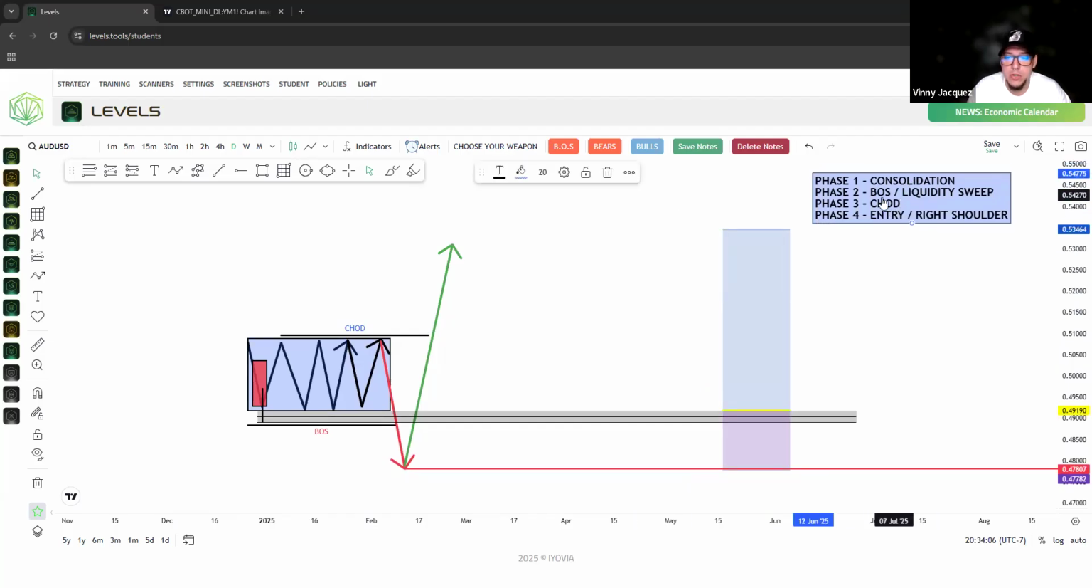So, guys, this right here, solid. This is something that we have to wait for. Consolidation, break of structure, change of direction. This all takes time. And as soon as we get this change of direction right here, guys, it's go time. We can now start looking for our entry.